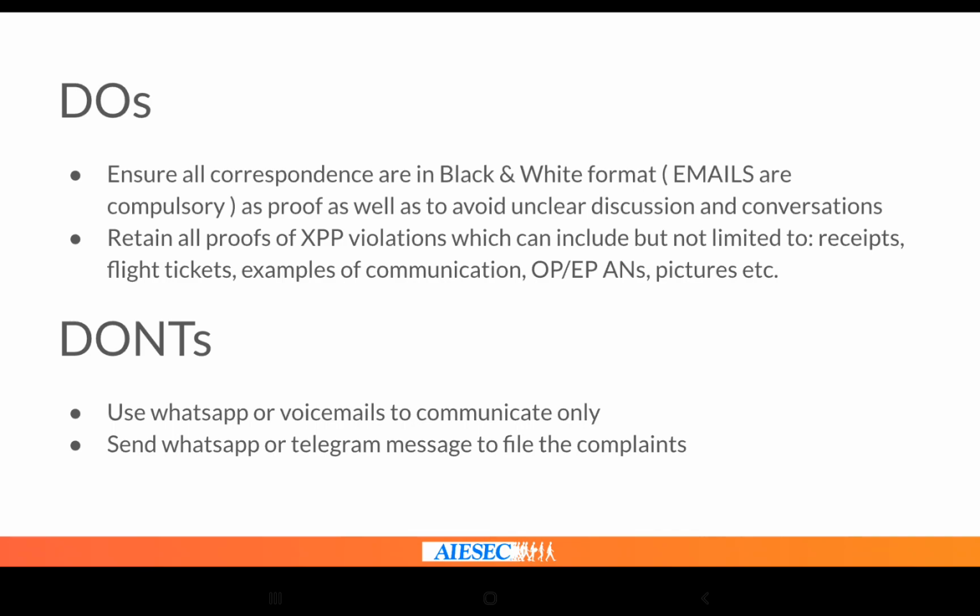Okay, so you retain all the proof of the SPP violation, which can include but not limited to receipt, flight ticket, examples of communication, OP accepted note, all those pictures. Okay, anything. And then don't use WhatsApp if they want to complain on a certain issue. Make sure they send through email as well. And then don't use WhatsApp or voicemail to communicate only. Okay, there's no black and white. This is not allowed. And sending a WhatsApp or Telegram message to file a complaint is a no as well.